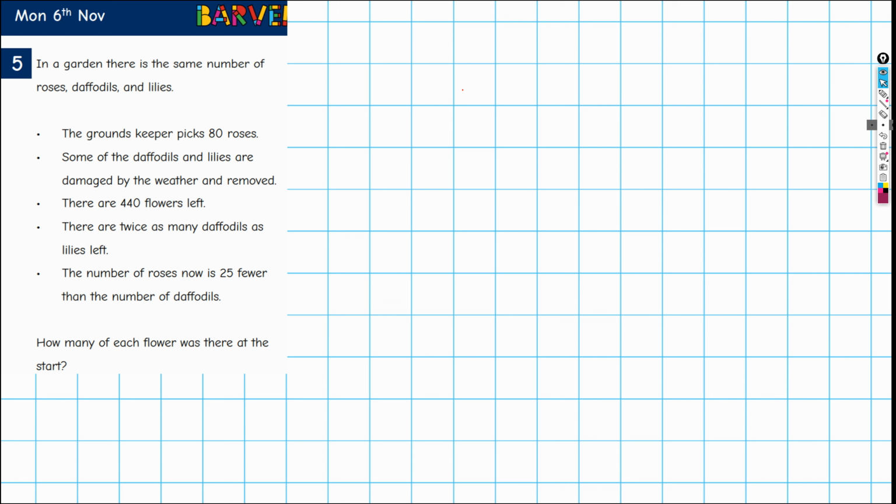Okay, so here is a Bonfire Night Barvember bar model challenge question. Which is my way of saying you might hear some fireworks going off in the background.